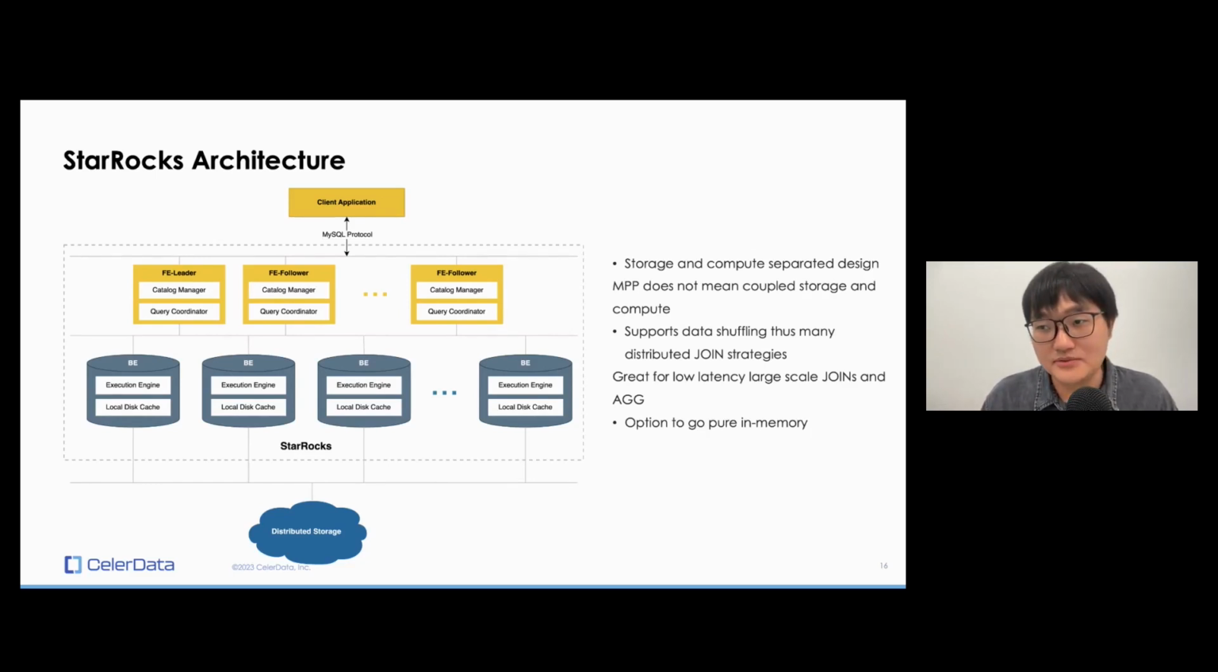And we're an OLAP database, and we're trying to solve OLAP. So a lot of group by and join, and we can scale group by and join very well. That makes us MPP, right? And one key feature of StarRocks is that it supports data shuffling, and we support many distributed join strategies. I'm gonna go deep into detail in the next slide, right? Because we have the option to go pure memory, that makes us very good for low latency, large scale join and aggregated queries. As long as you add more nodes to it, it's gonna run faster, right?